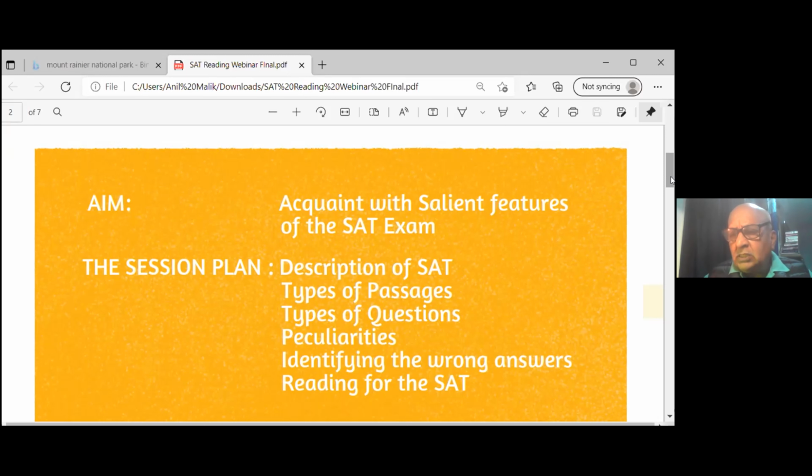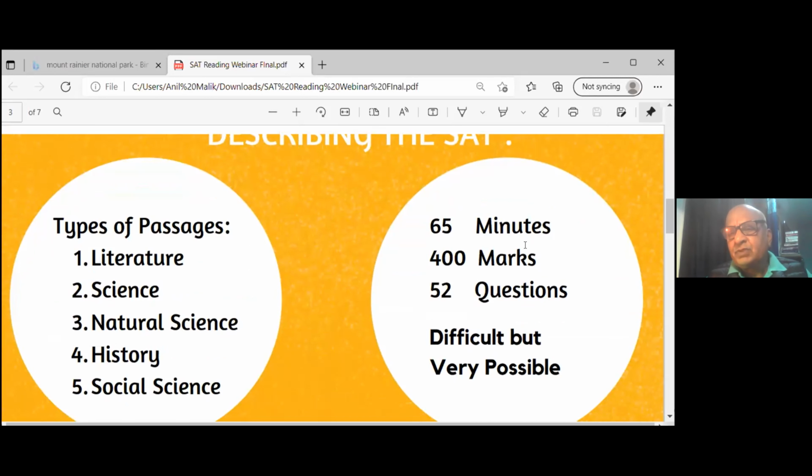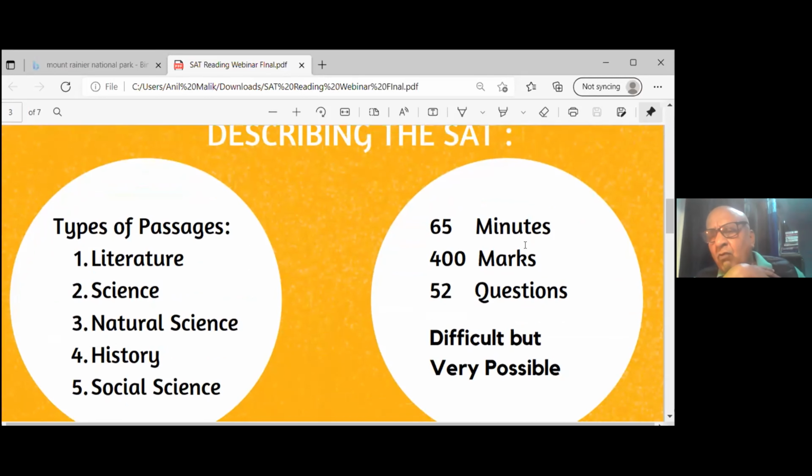Now, this paper is 65 minutes long. It has 400 marks and 52 questions. At first glance, it appears very difficult: you have to read 5 passages, in literature, natural science, history, and social science. Each passage is about 80 lines, and you have to do all of that in a total of 65 minutes and answer 52 questions. It sounds difficult, but it is not difficult at all.